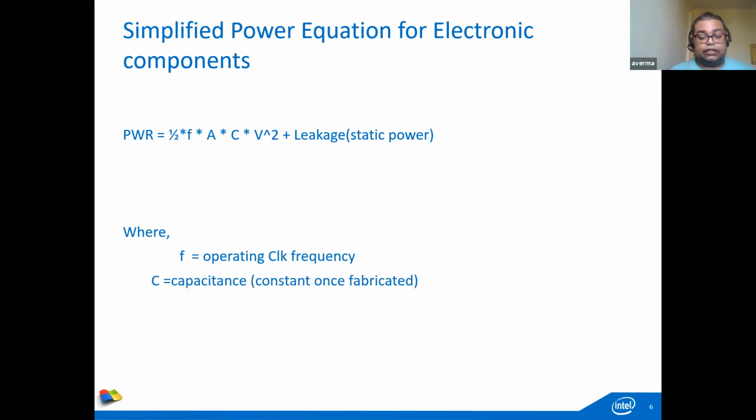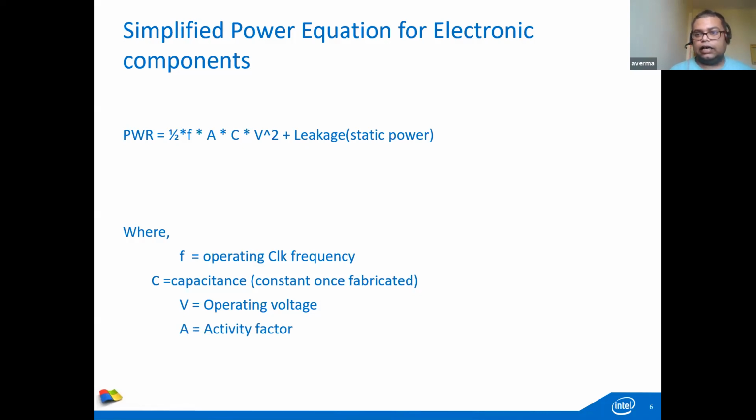Then C is the capacitance, and it's basically constant once the processor is fabricated. So once you get the die or IC, usually that capacitance is constant for a given electronic circuit. Then you have V, the operating voltage. I think you must know that these electronic circuits work at either 3.3 volt or 1.8 volt or 1.2 volt or lower. So those are some of the operating voltages for these kinds of electronic circuits. And A is the activity factor.